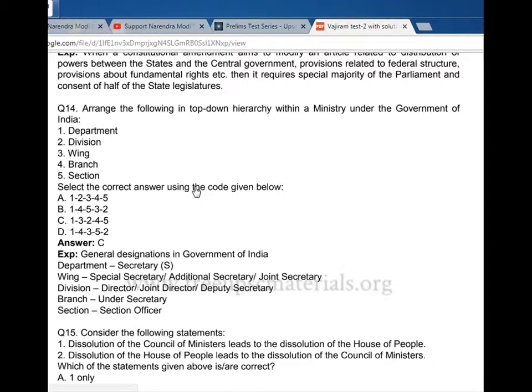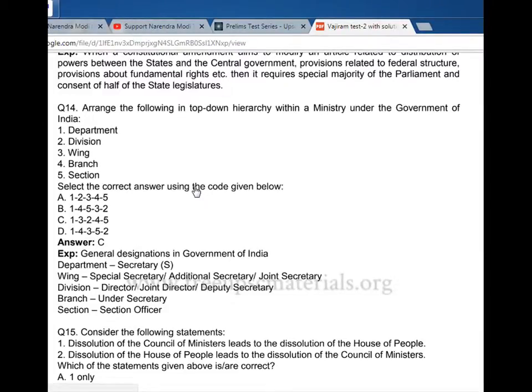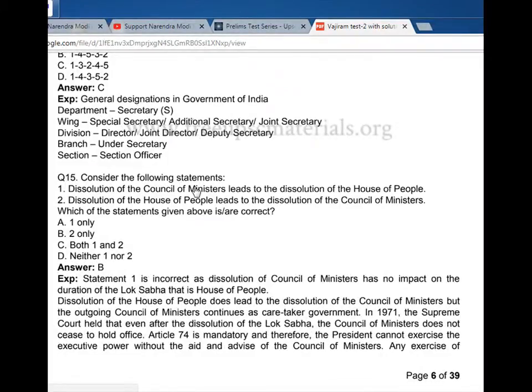Okay, department is the first, department secretary, and then wing, special secretary, division director, joint director, branch under secretary, section officer. So department, wing, division, branch, section.